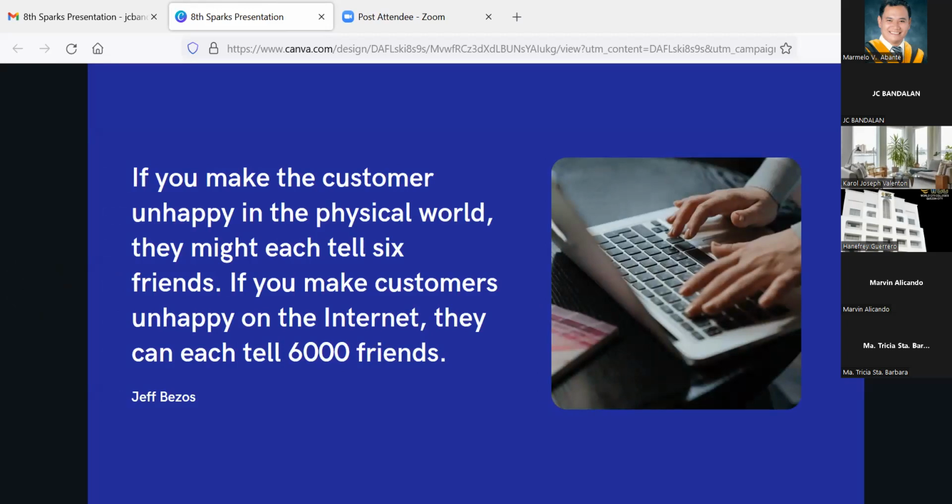It says here, if you make a customer unhappy in the physical world, they might tell 6 friends. If you make customers unhappy on the internet, they can tell 6,000 friends. That's what Jeff Bezos said. So it's very important that you provide really good service to your customers. Personally, I don't fully believe this, because even in the physical world, word of mouth spreads fast too. Negative publicity is still negative publicity. You can't tell how big the effect will be on the company.